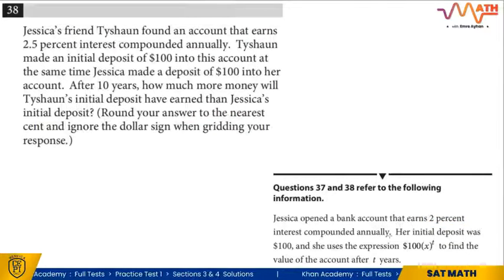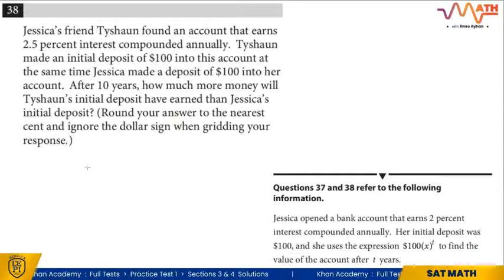And the last question: Jessica's friend, Tyson, I don't know how to pronounce this name, found an account that earns 2.5% interest compounded annually and made an initial deposit of 100 into this account. At the same time, Jessica made a deposit of 100 into her account. After 10 years, how much more money will Tyson's initial deposit have earned than Jessica's initial deposit? We need to round the answer to the nearest cent and ignore the dollar sign when writing your response, of course.